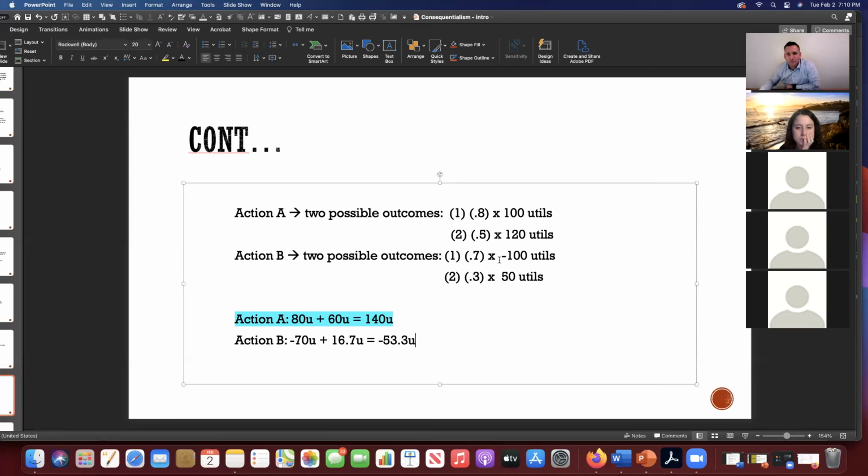action B here, 0.7 units of minus, or 70% chance of minus 100 utils. Well, that gets you minus 70 units of goodness, or 70 units of badness, if you want to go that route. Disvalue, sometimes it's put that way. And then 0.3 times 50 utils is 16.7 units of goodness, 30% of 50 units. So then when we do the math here, 53.3 units of badness or minus 53.3 units of goodness, however you want to put it. So then we compare these values, 140 units with minus 53.3 units. Clearly we should do action A.